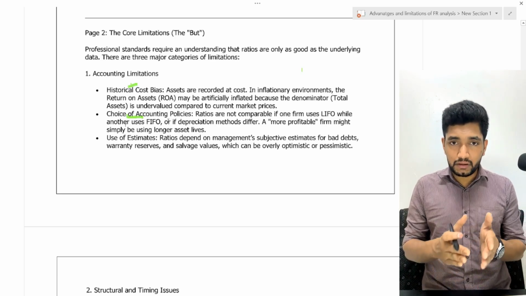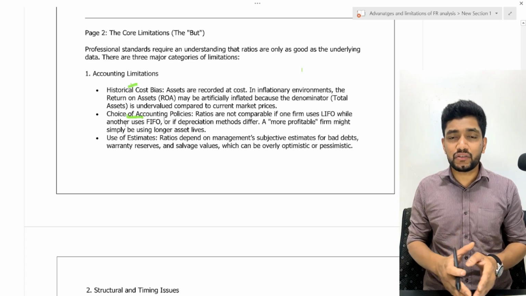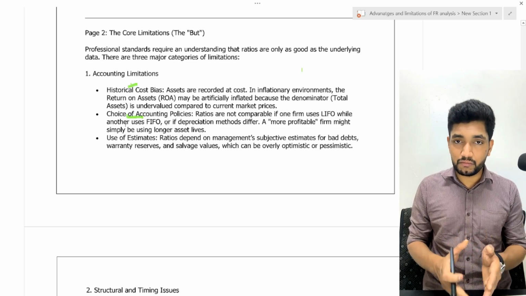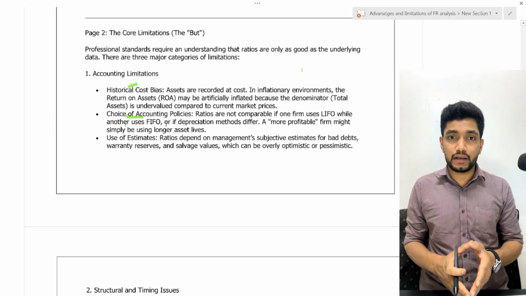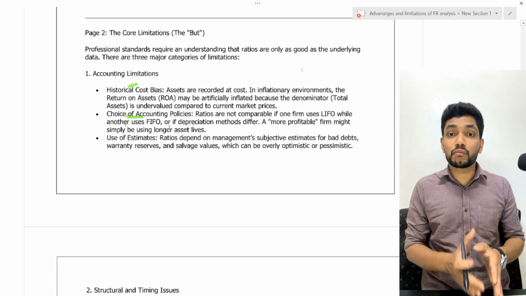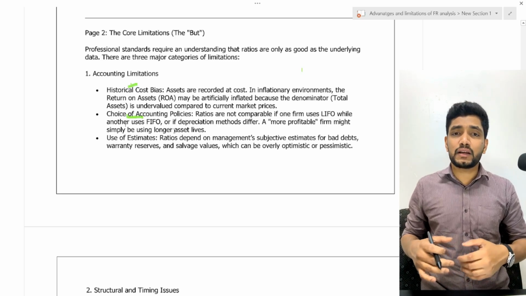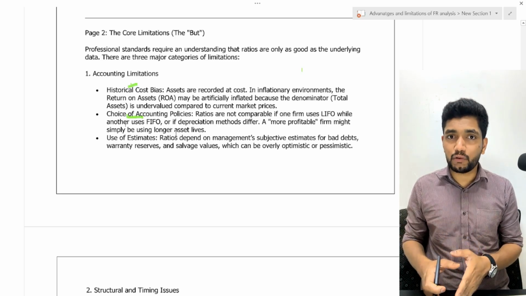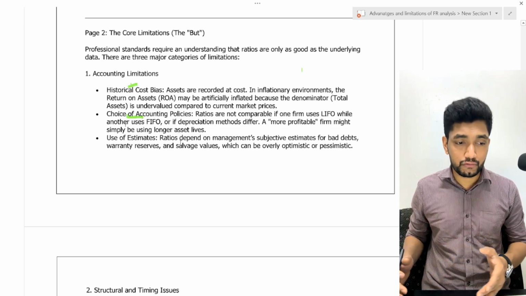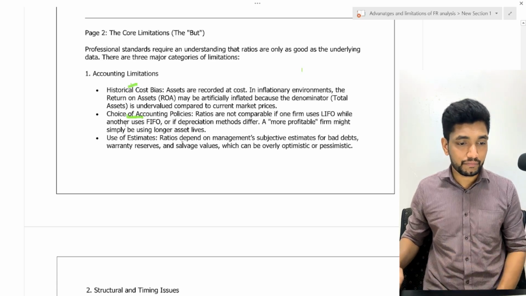So if you are comparing two companies, this can be a limitation for ratio analysis. Suppose one company is using a different accounting method or accounting policy than the other company, so that may not be a 100% accurate apple to apple comparison. So that is a limitation of financial ratio analysis.